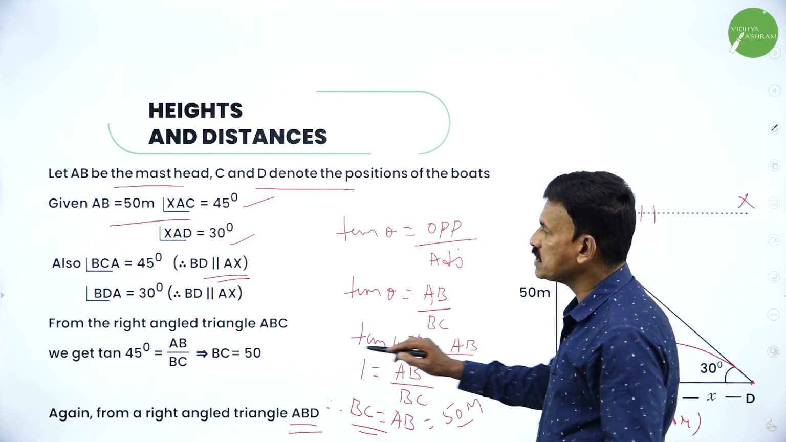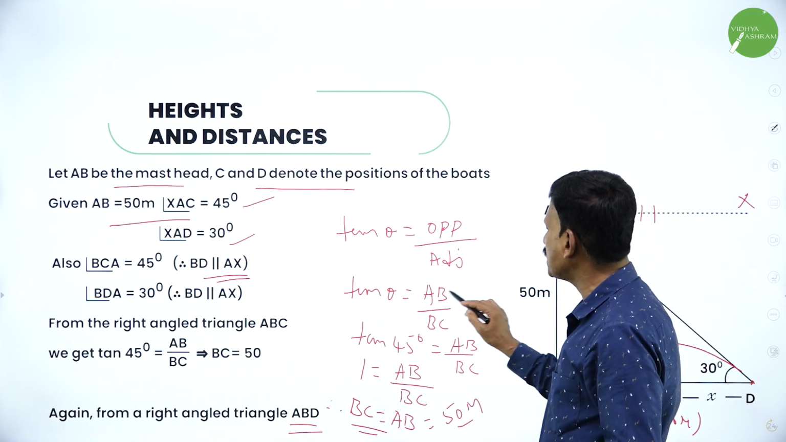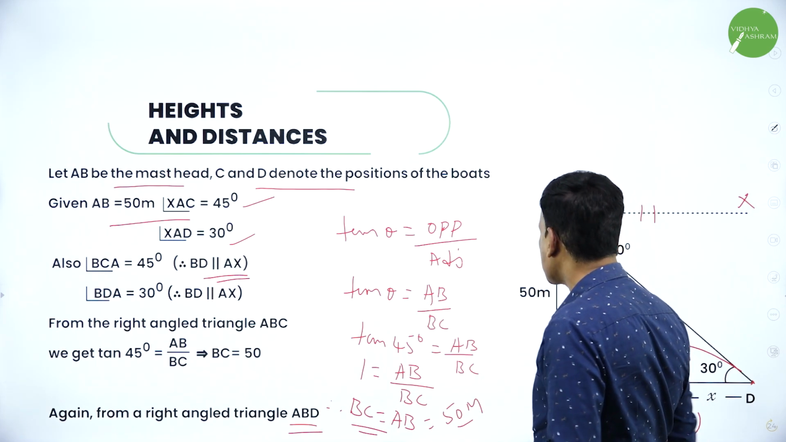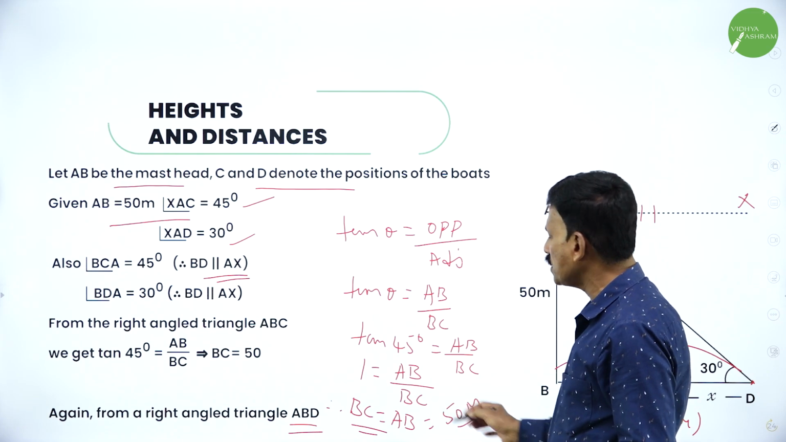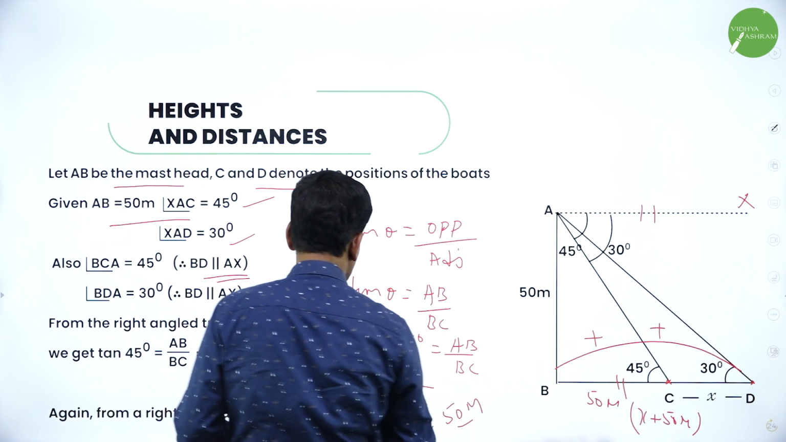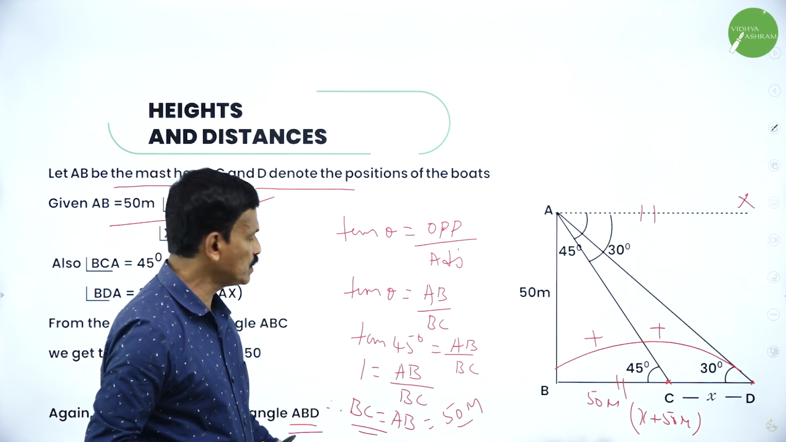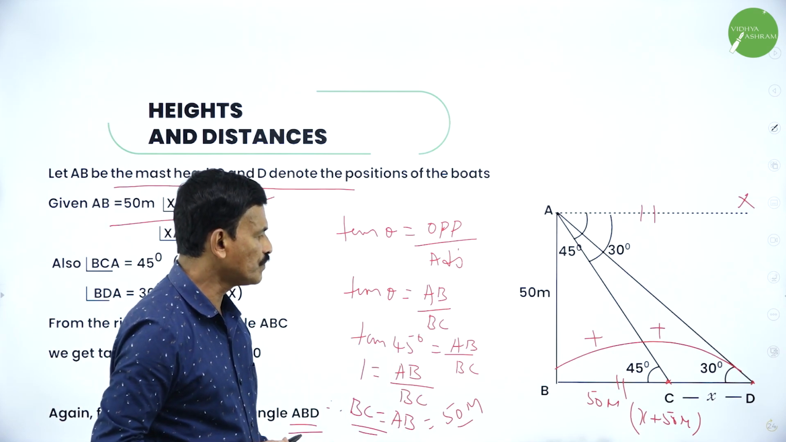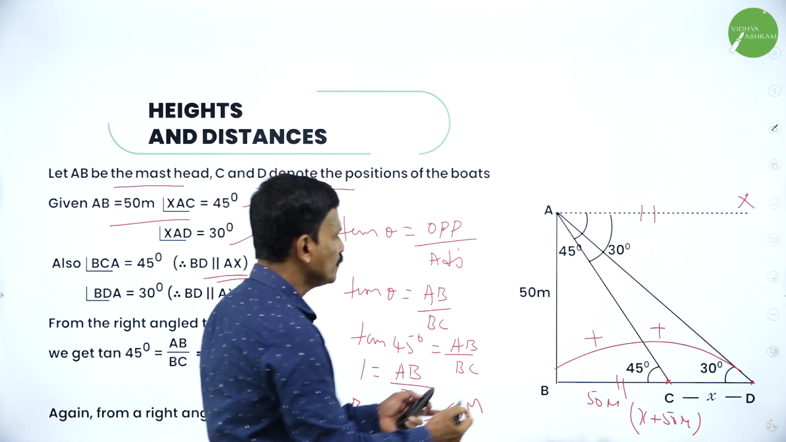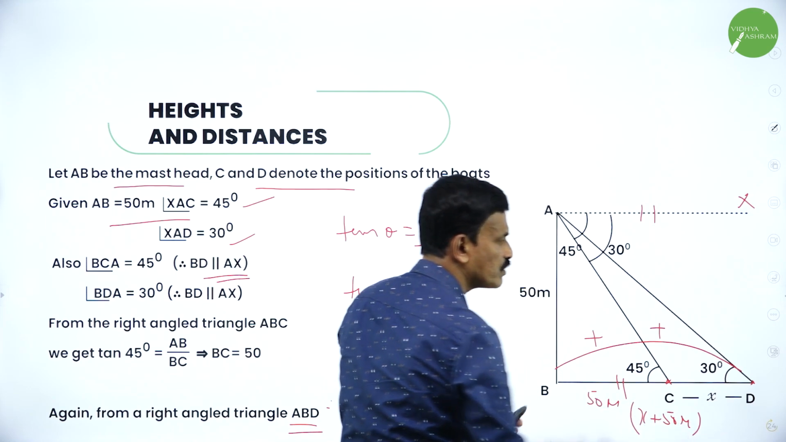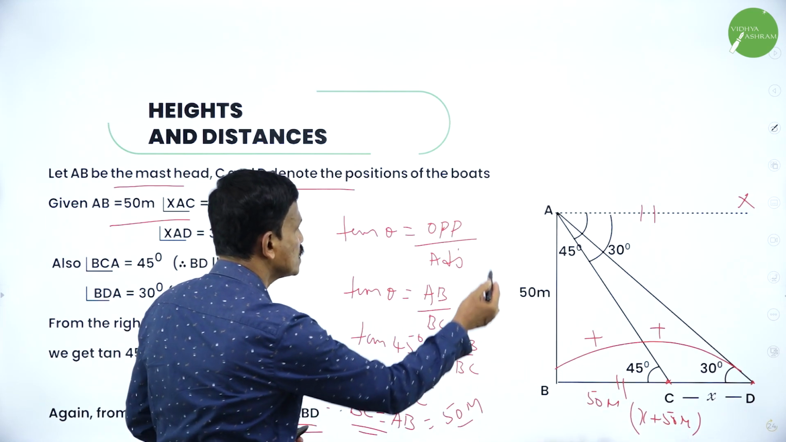From triangle ABC, tan theta is equal to opposite by adjacent. That is, tan theta is equal to AB by BC. Theta is 45 degrees. Tan 45 is 1, equal to AB by BC. Just cross multiply it. AB is equal to BC. Since AB is also equal to 50 meters, BC is also equal to 50. If BC is equal to 50 and CD is equal to x, then BD is equal to 50 plus x, or x plus 50.